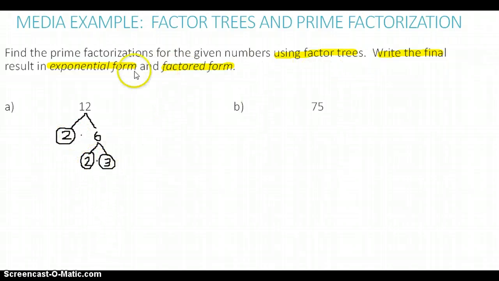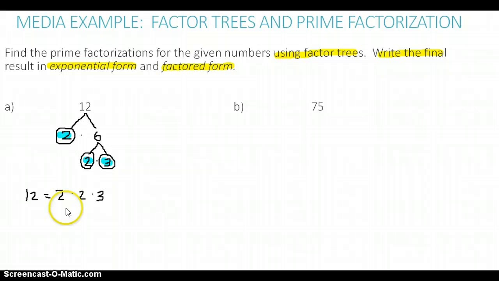So now let's write this in exponential form and factored form. We'll actually start with factored form. That means 12 equals 2 times 2 times 3. So you need to write 12 as the product of all the prime number factors you found. So notice, I'll highlight them here. You want to be careful. Sometimes when your trees get larger, you may lose a factor along the way. But here's our 2, 2, 3.